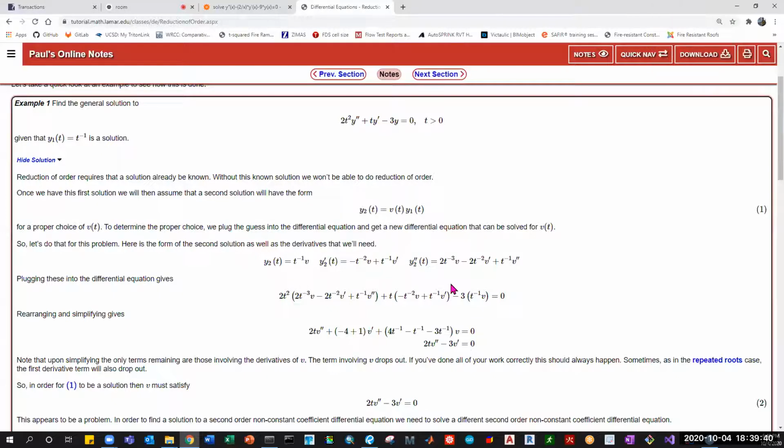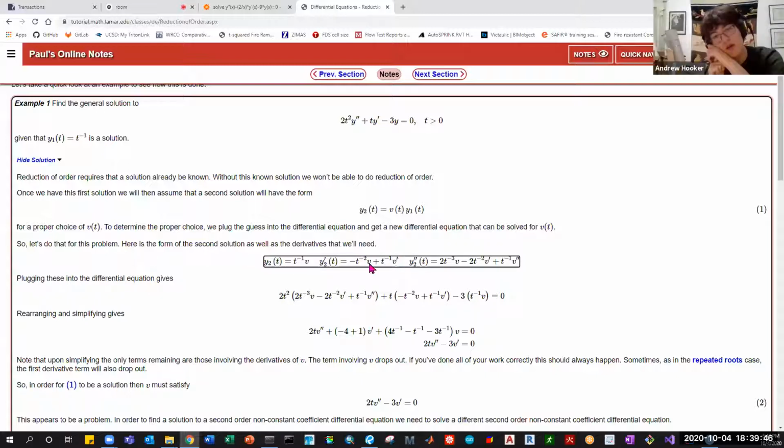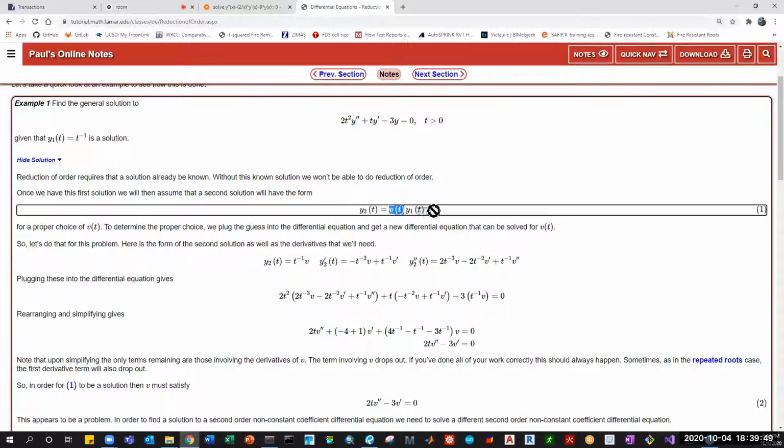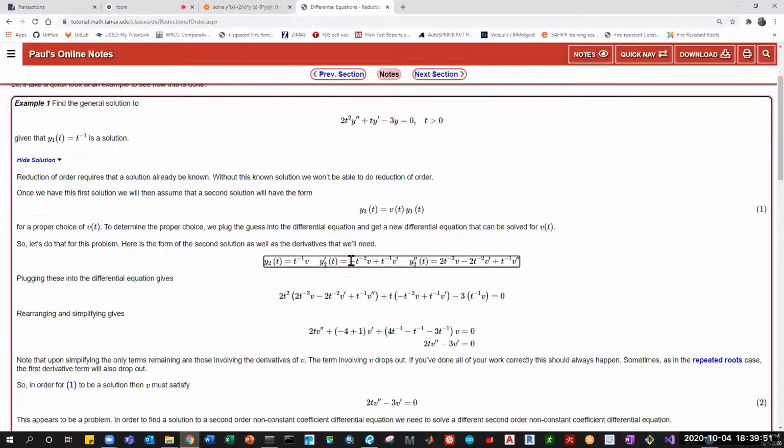You don't really ignore it. It's a function of t. So you do the product rule. It's not a constant. Obviously this is a variable t times another function. So you do the product rule, not the constant rule. You do have to do the product rule.